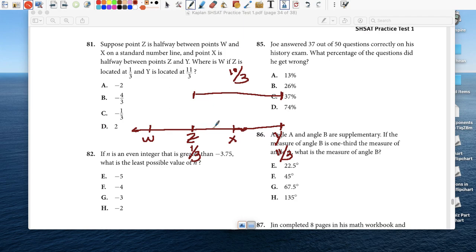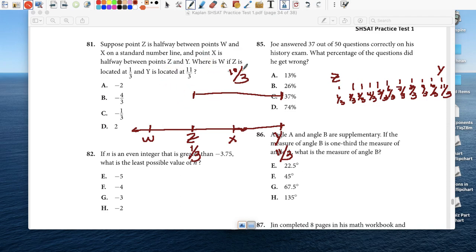let's see if I can do this: 1/3, 2/3, 3/3, 4/3, 5/3, 6/3, 7/3, 8/3, 9/3, 10/3, and 11/3. I think you might see it better. So I know that point Z is here, 1/3. Imagine there's a ruler that's going by 1/3. This is point Y. Point X is between Z and Y, correct?